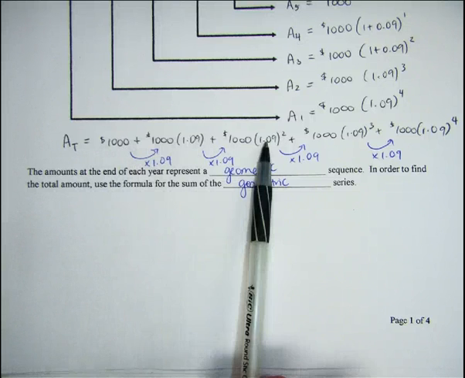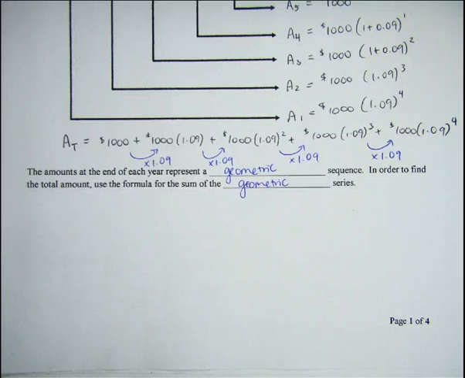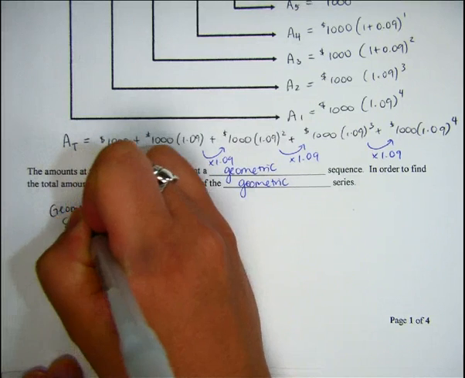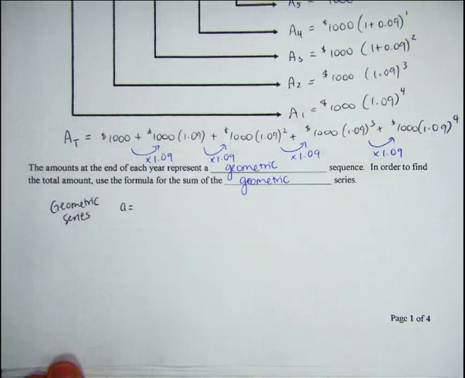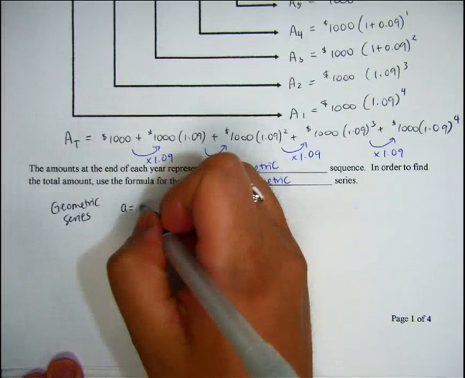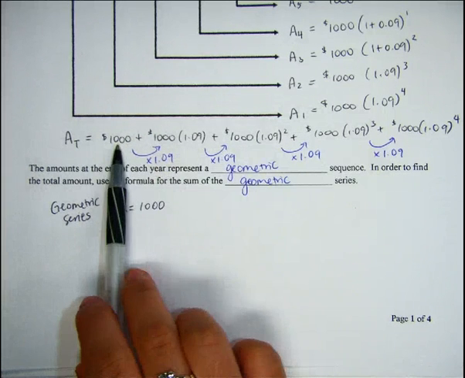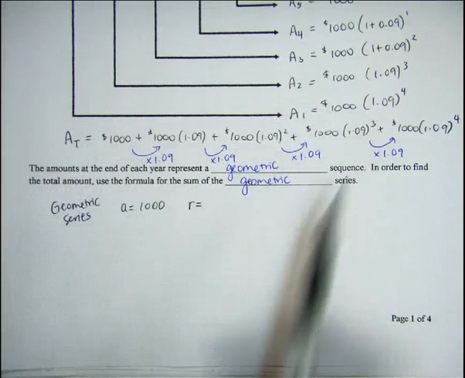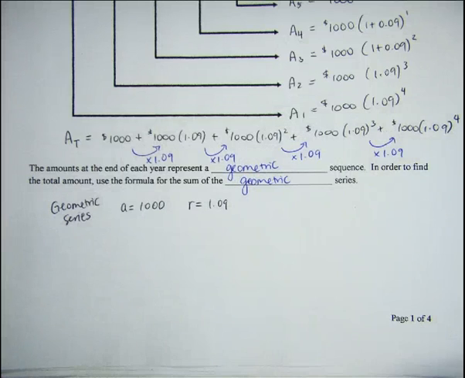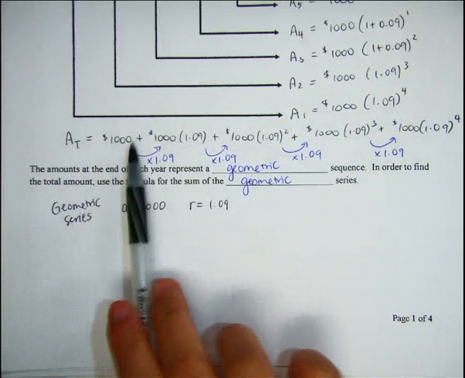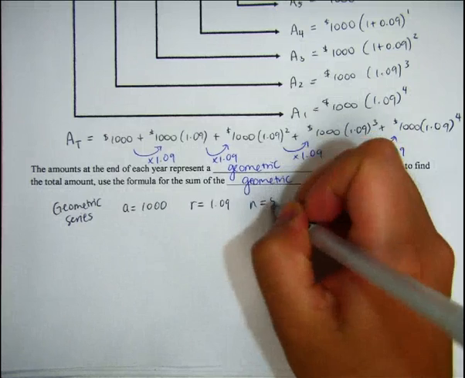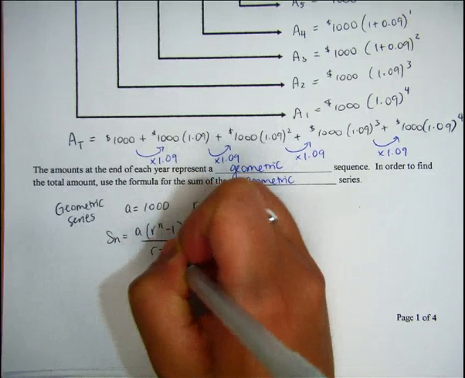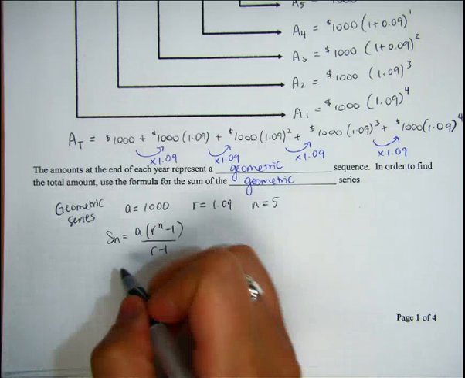Okay, so the sum of these values at the end of every year is going to be given to us in a geometric series. For a geometric series, you need the A value, the initial value, which is $1,000. We need the R value, the amount that we multiply by, the common ratio, and that is 1.09. And we need the number of terms. We have 1, 2, 3, 4, 5 terms.